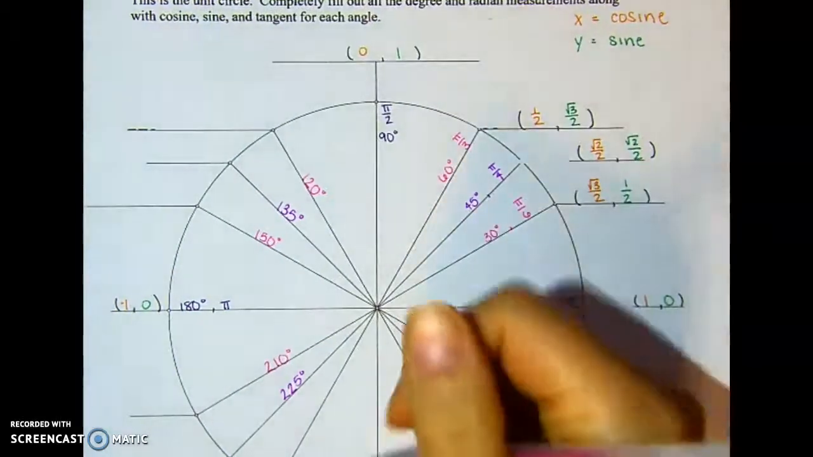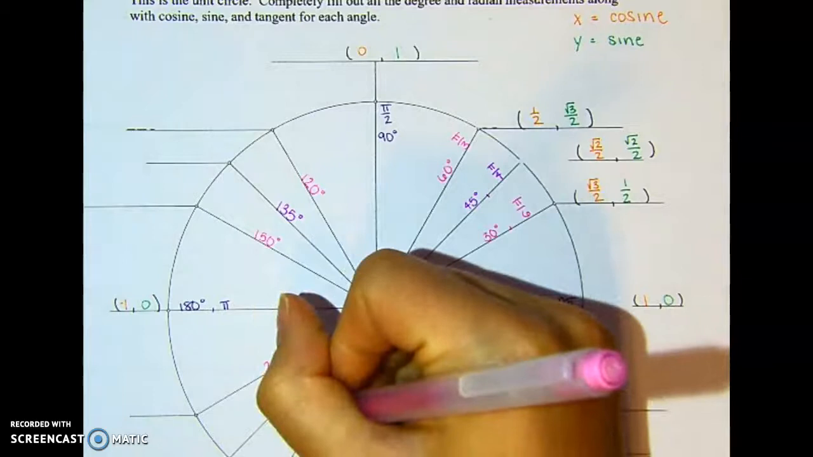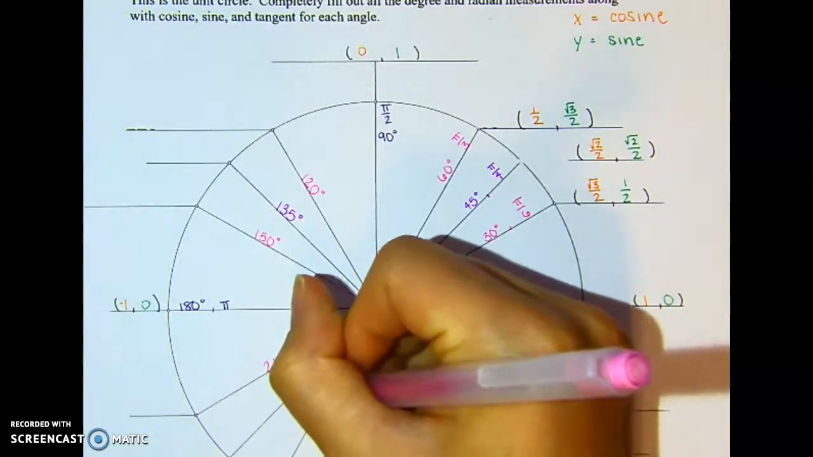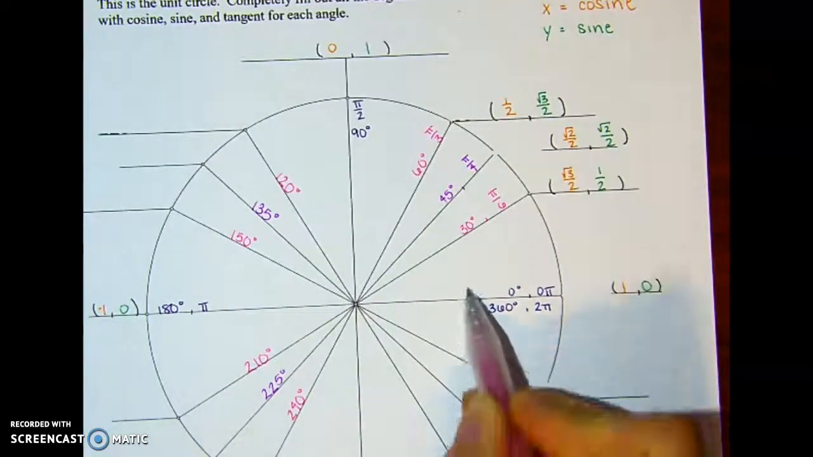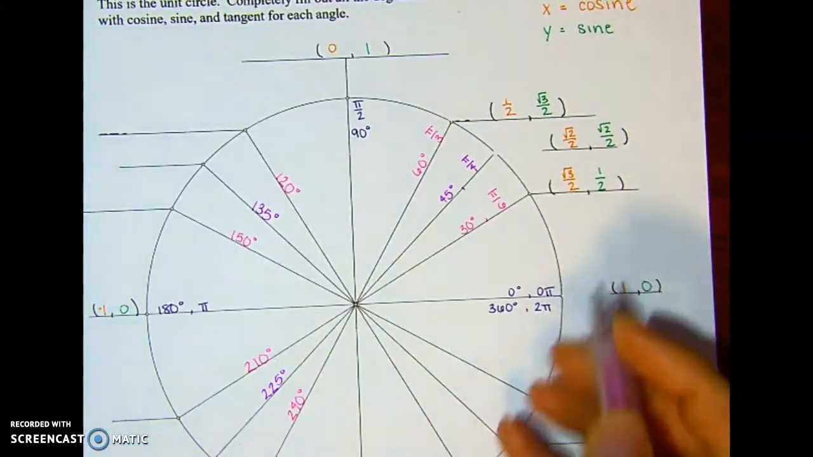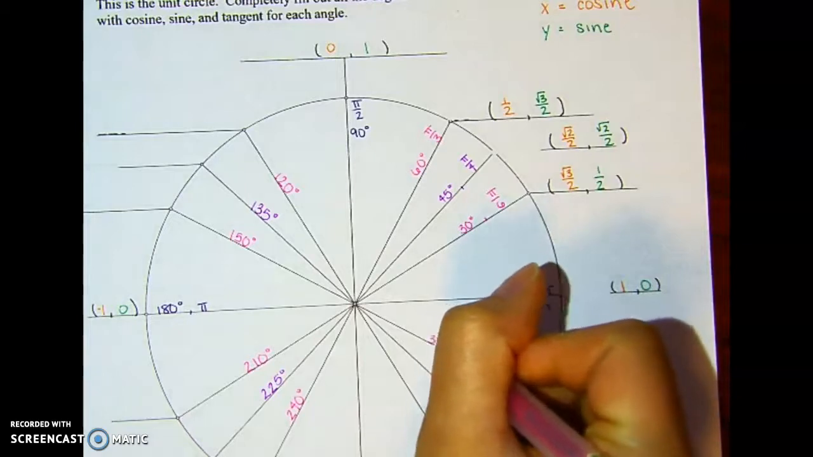180 plus 60 will give us 240 degrees. And then again over here we have more reference angles. So this is a reference angle of 30. 360 minus 30 is 330 degrees.